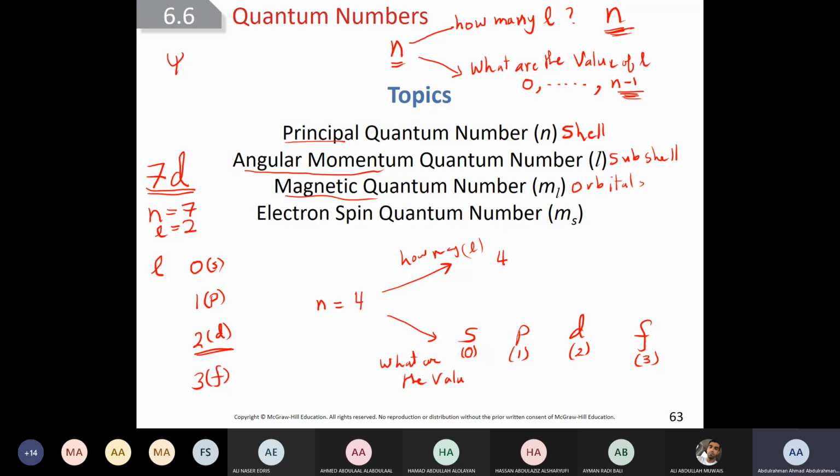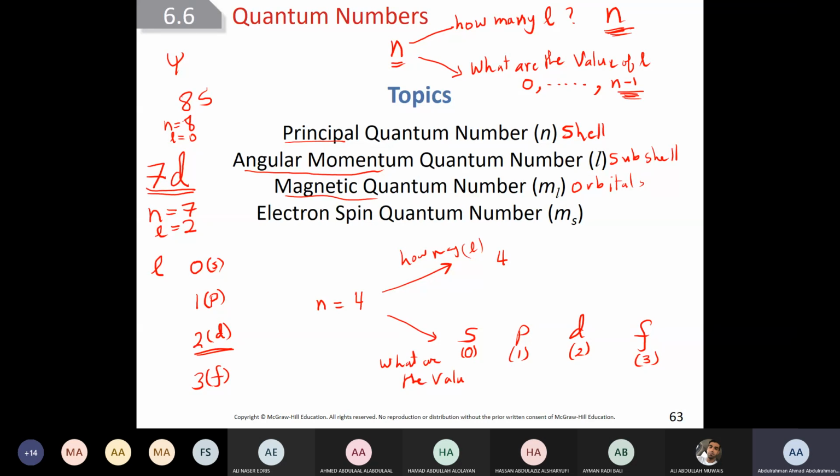We already know these 2 quantum numbers. Let me give you something else. Let's assume I have 8s. What's the value of N? 8. Okay, what's the value of L? 0. Without thinking. 0. Is this clear? Yes. Very good. Done with the L, and I hope this is clear and you can solve it.